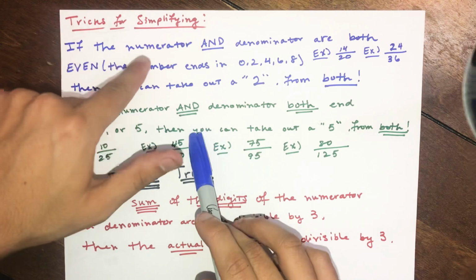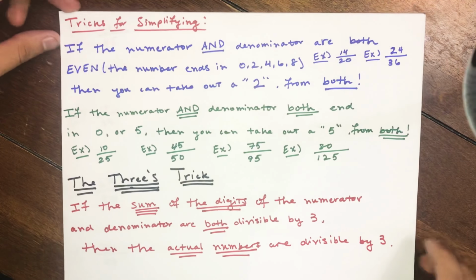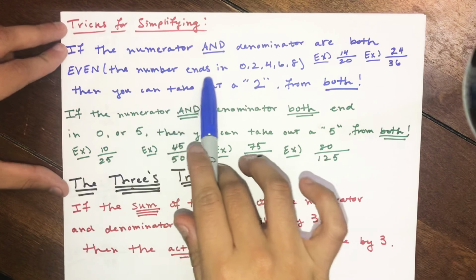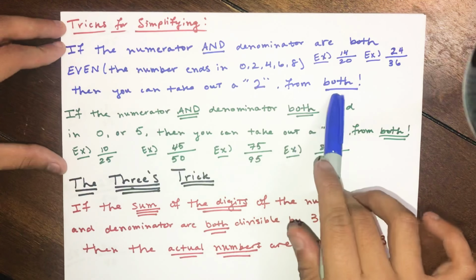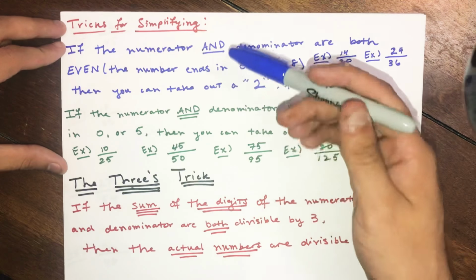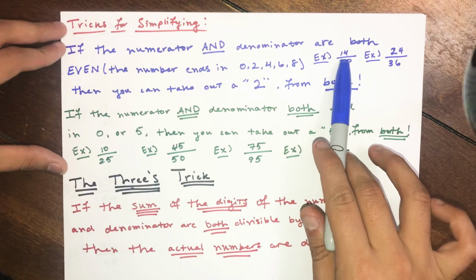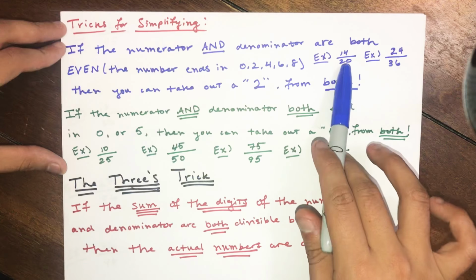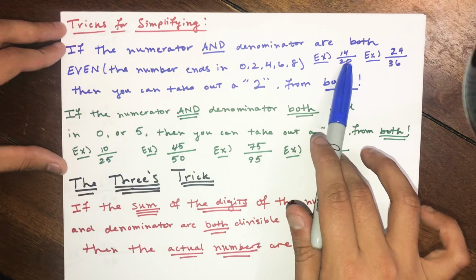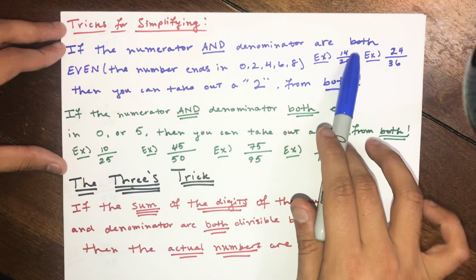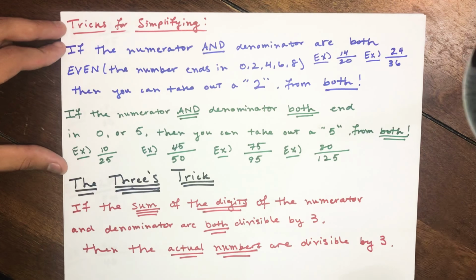If the numerator and the denominator are both even, that means the number ends in 0, 2, 4, 6, 8, then you can take out a 2 from both. That means you can divide both of them by 2 and make smaller numbers. For example, 14 is an even number, 20 is an even number because they end in 0, 2, 4, 6, or 8. That means we can take out a 2 from each one, and in that case, we'd get 7 over 10 because 2 goes into 14 7 times and 2 goes into 20 10 times. So you get 7 over 10 and you're done.